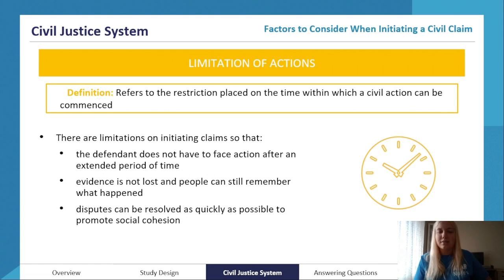So, the reasons on limitations that you need to know: the defendant does not have to face action after an extended period of time, limiting their stress and anxiety, that's fair. Evidence is not lost, and people can still remember what happened because evidence would be naturally lost over time, and disputes can be resolved as quickly as possible to promote social cohesion.